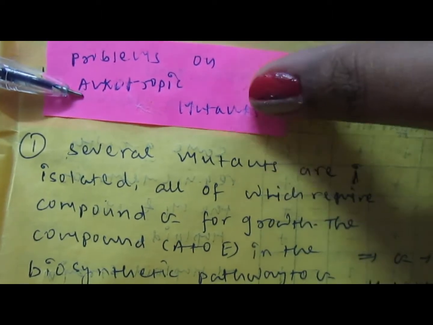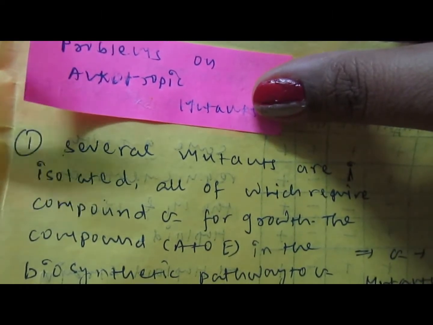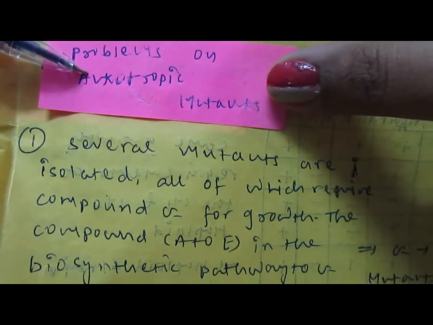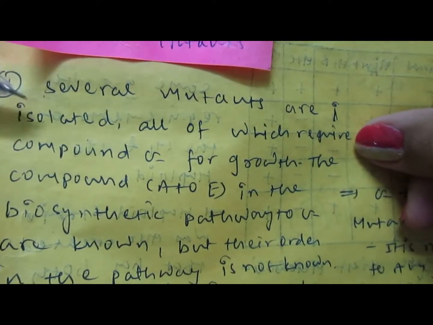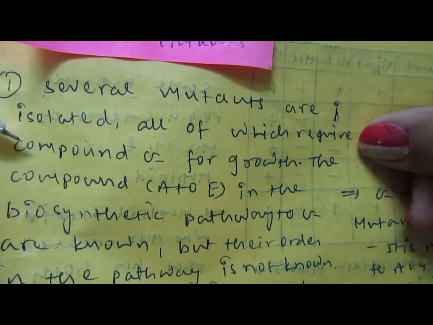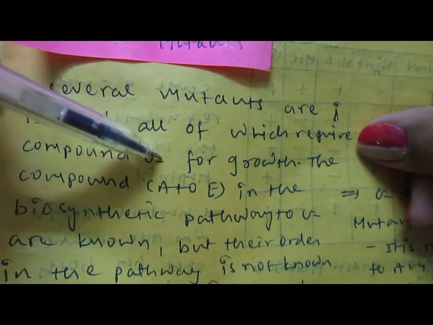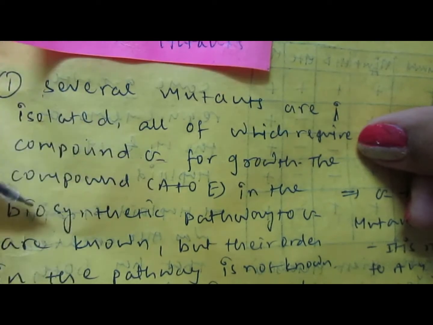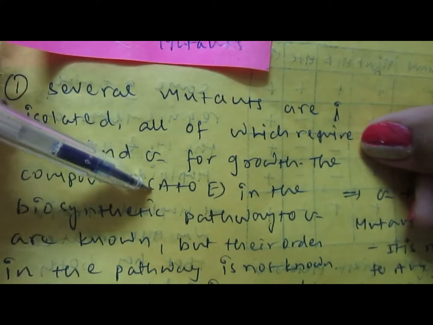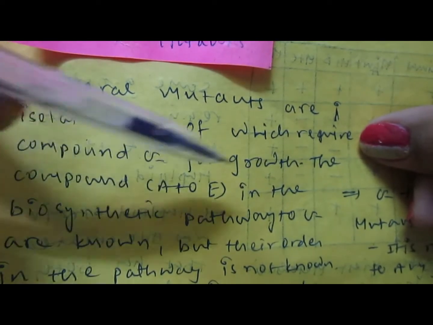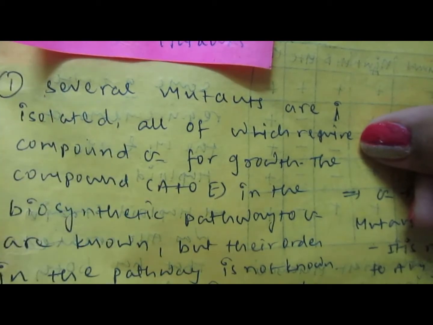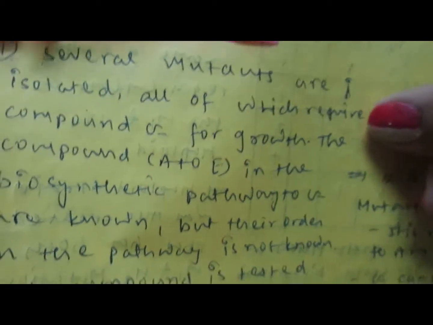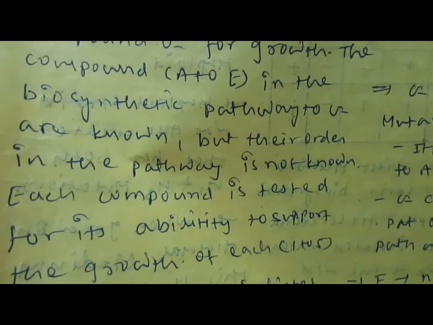You all are fine. Today we will try to solve problems based on auxotrophic mutants. The first problem is there are several mutants which are isolated, all of which require compound G for their growth. The compounds denoted A to E are involved in the biosynthetic pathway to make G and are known, but their order in the pathway is not known.